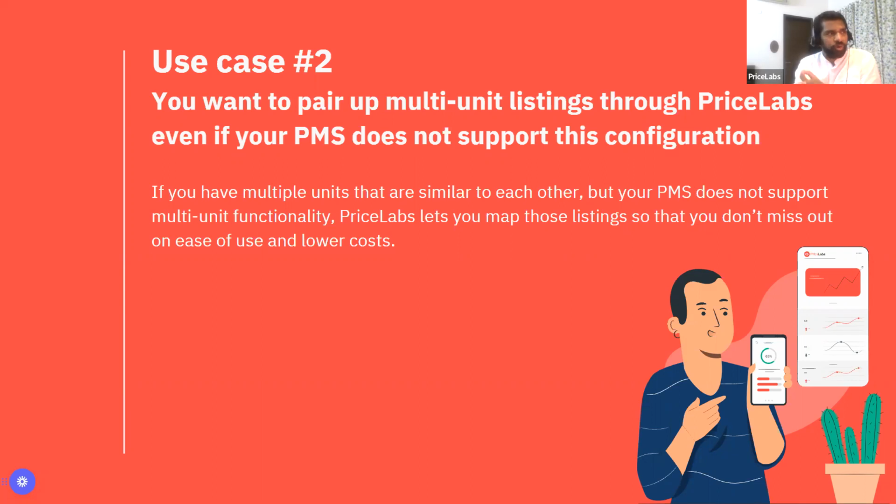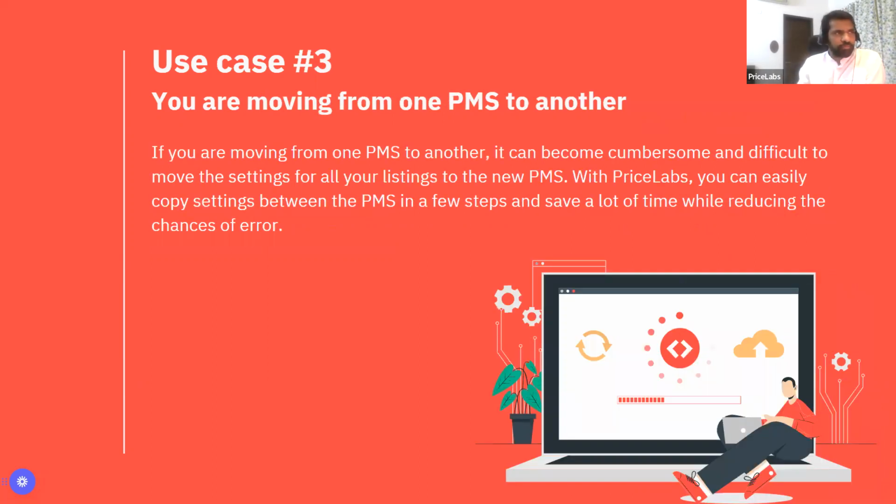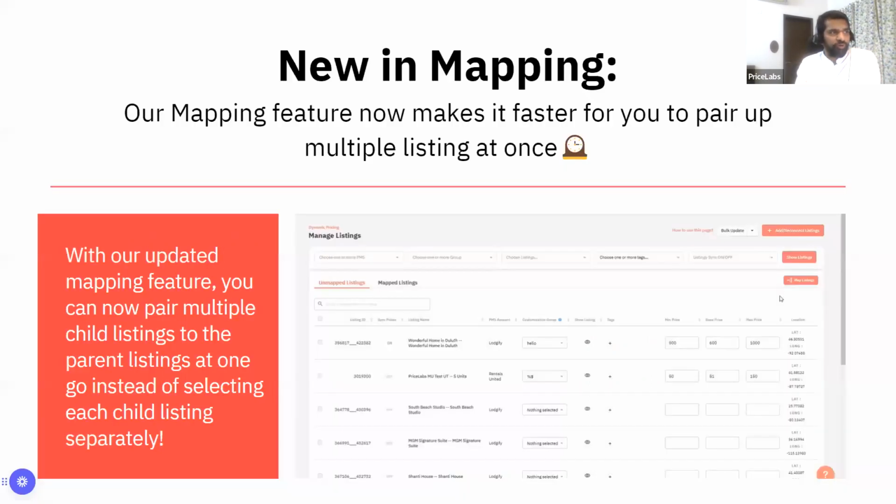You'll have to reach out to our support team to be able to do this and explain your use case, but you can map these listings together so that we're pricing them together and there is a price parity between these listings. And then the third use case is if you're switching from one property management system to another, or from Airbnb to a property management system like Hospitable or Guesty for hosts or something like that, right? You can use this mapping method to quickly transfer your settings from one system to another system. So those are three use cases that people generally use mapping for.